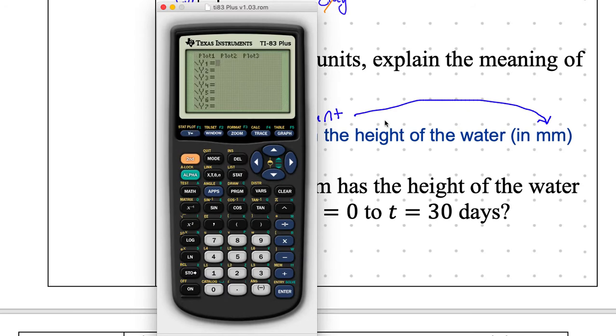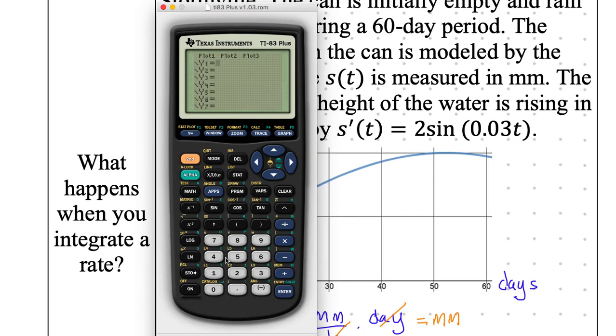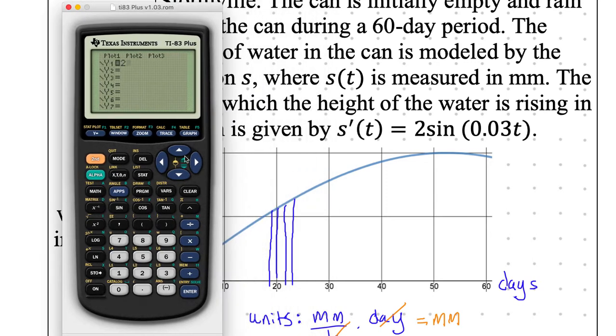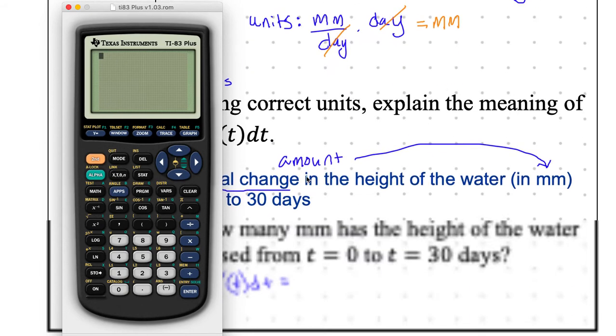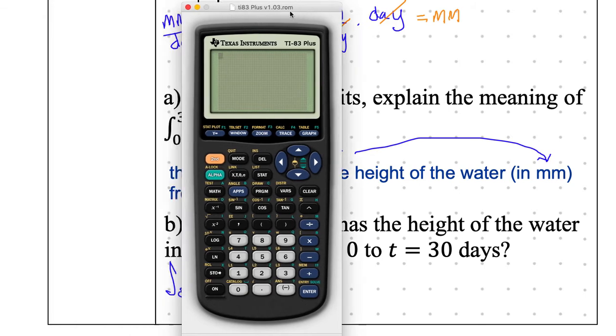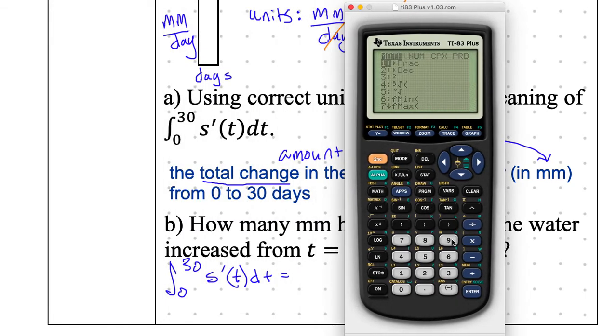Yeah, you probably have it from yesterday, maybe. Oh, maybe not if you did all the homework on. So 2 sine of 0.03 t, and x in this case, and then quit out of it. And then we need to take the integral. So that's going to be a math 9. Math 9, var is right, and enter y1 with respect to x from 0 to 30.